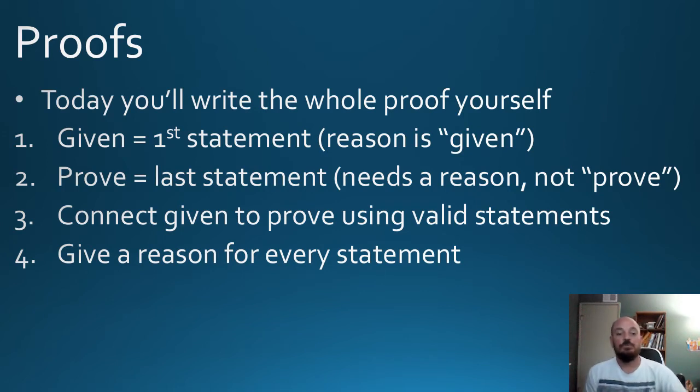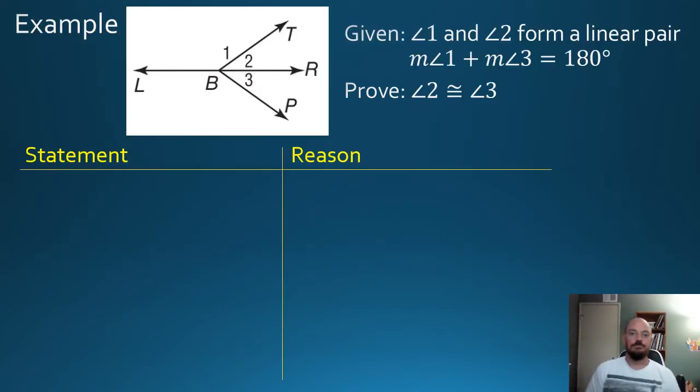So let's try a full proof. Instead of yesterday, where I filled in some of the statements and reasons and had you fill in the missing ones, let's just take a blank 2-column proof, statement, reason, completely blank, and let's do this proof. So we have 3 things. We have some given information, we have something we're asked to prove, and we have a picture.